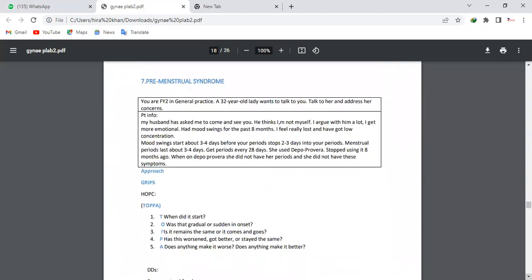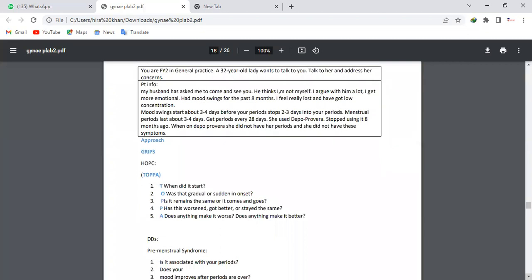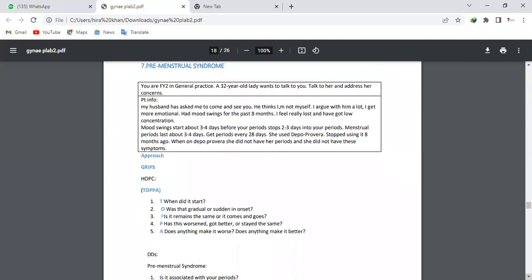Now the next is premenstrual syndrome. The premenstrual syndrome is, as you all know, that the symptoms start before the period, so you have to ask about the symptoms. For example, the scenario is you are in general practice. A 32-year-old lady wants to talk to you and address her concerns.